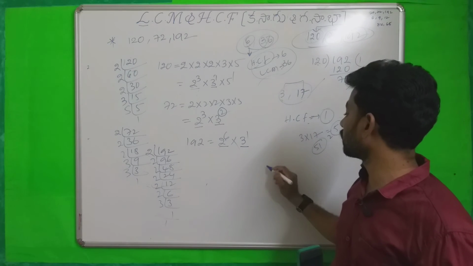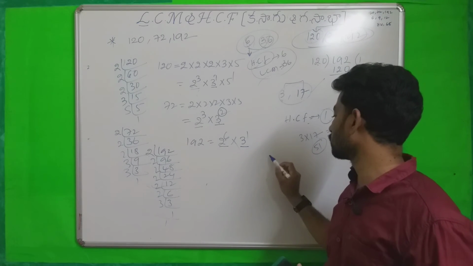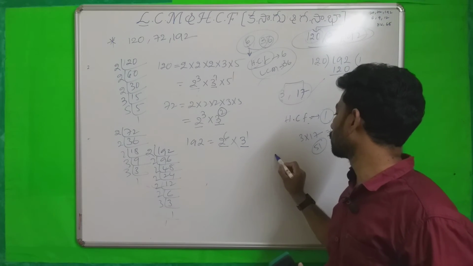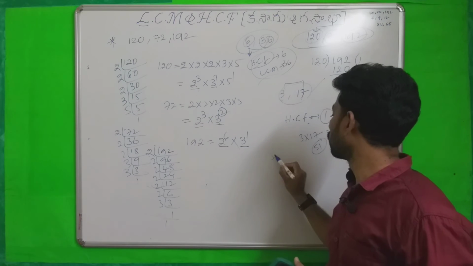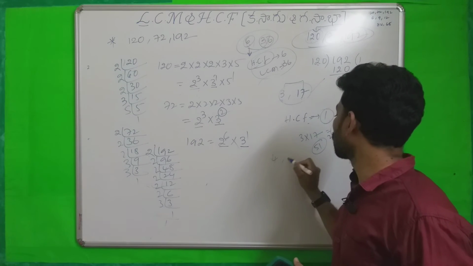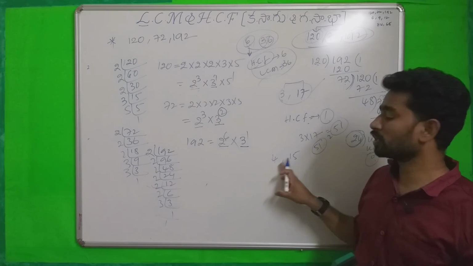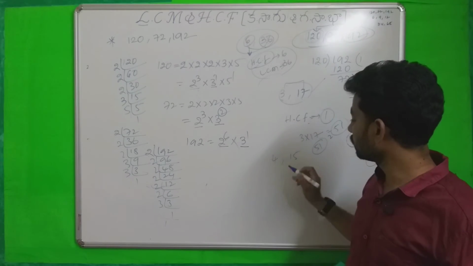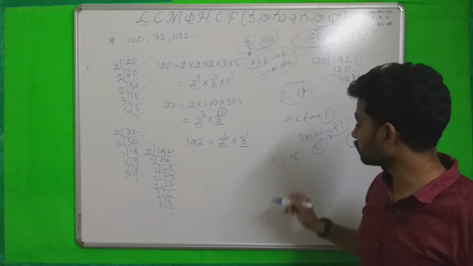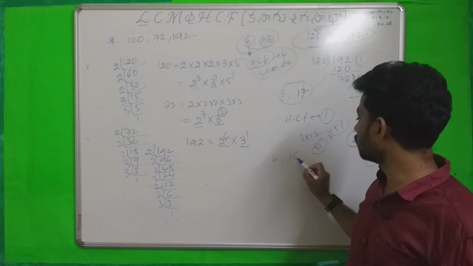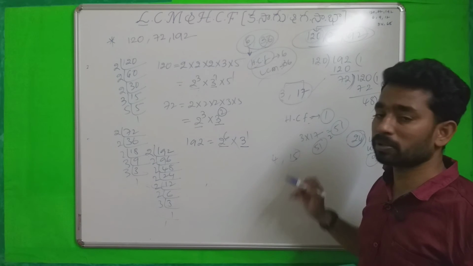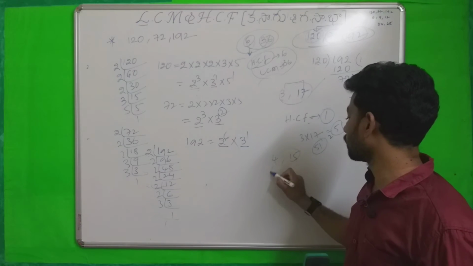Sometimes the numbers need not be primes, but co-primes. How can you say co-primes? For example, I am taking 4 and 15. 4 and 15 are not prime numbers, but they are called co-primes, because 15 is not divisible by 4. No other common factor can you see.